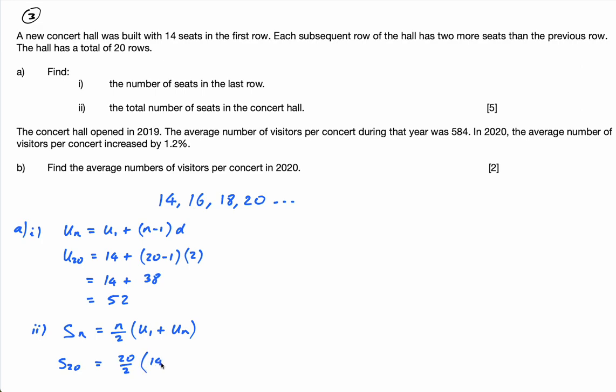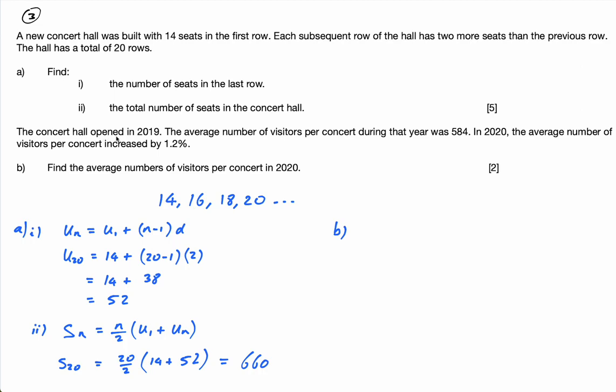So S20 is 20 over 2, U1 is 14, Un is 52. So this is just equal to, well, 52 plus 14 is 66. 20 over 2 is 10. 10 times 66 is 660. Again, use your calculator. Fine. Easy. Nice, easy question. This is a nice paper, guys.